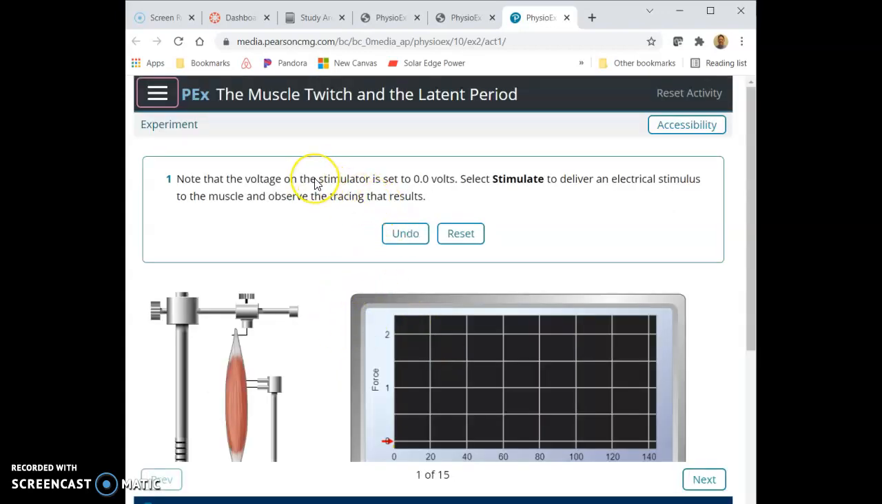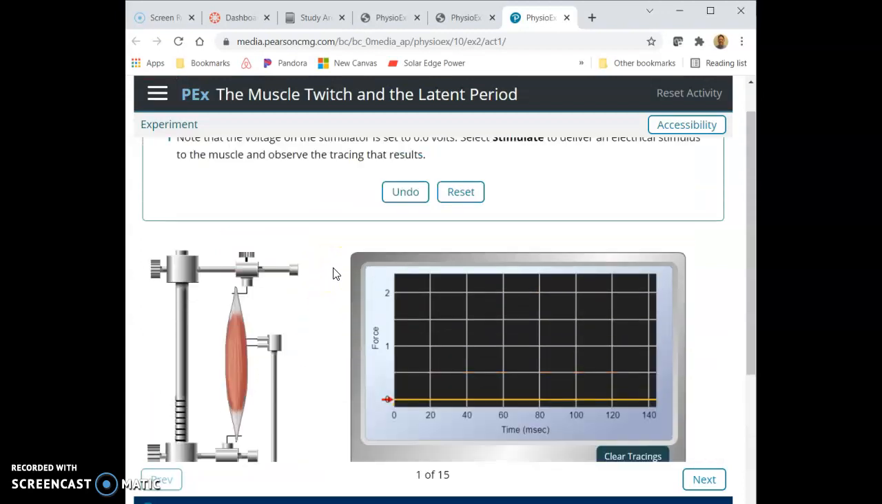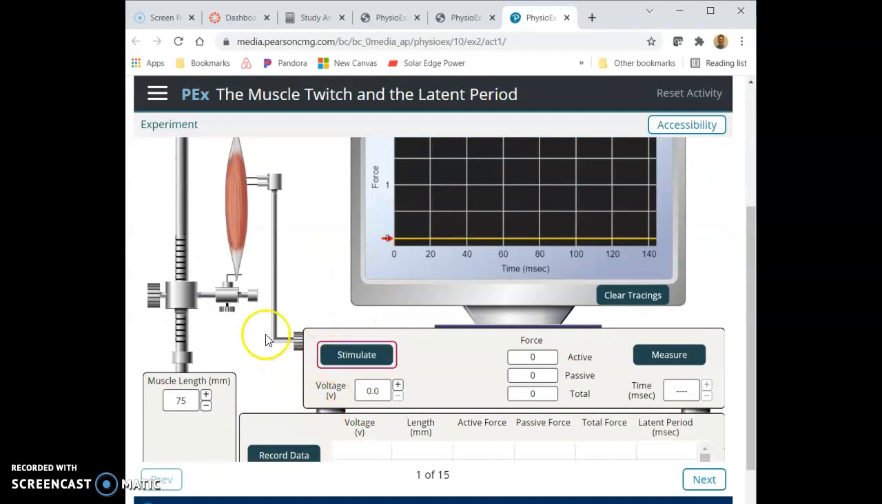And then you have to read this and you have to do everything it says. If you skip anything, it won't work or you'll just have problems. So it says, note the voltage on the stimulator set to 0. Select stimulate to deliver an electrical stimulus. Now, there's no voltage actually connected. This is a muscle of a frog sitting here. And so we can put stimulate and then you see what happens and nothing happens, right? Because we're not really stimulating if there's no voltage. The voltage is kind of simulating what a neuron would do.